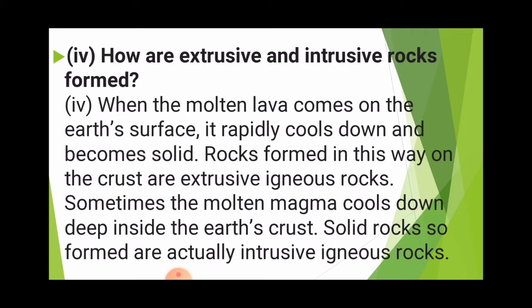Sometimes the molten magma cools down deep inside the earth crust, and solid rocks so formed are called intrusive igneous rocks. Okay, that means when the molten lava comes out on the earth surface, above the earth surface, it is extrusive, and when it goes inside the earth crust, it is known as intrusive igneous rocks.